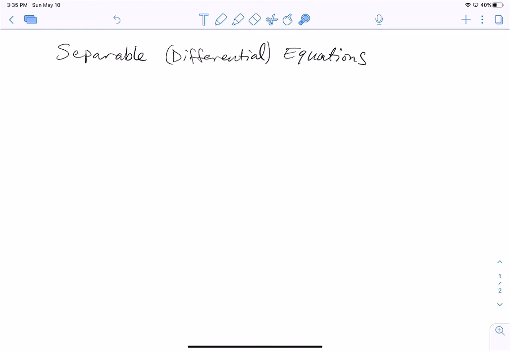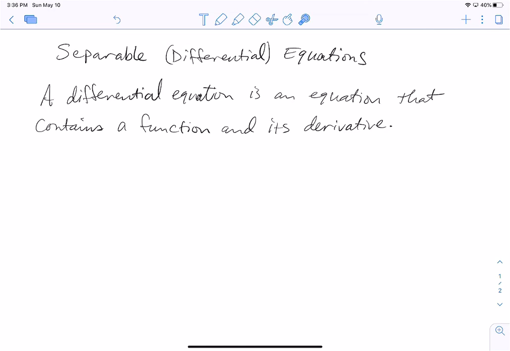We're going to look at a certain kind of differential equation, a separable equation. A differential equation is an equation that contains a function and its derivative. I suppose I could say potentially plural derivatives. For our purposes in this section, it will only be a first derivative. Right off the bat, I'll give you an example here.